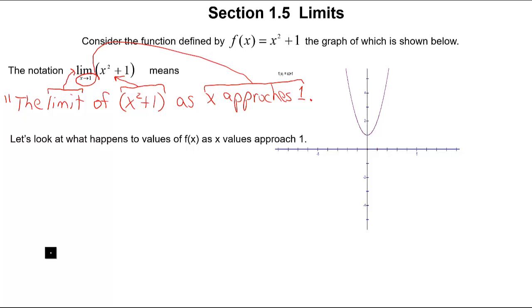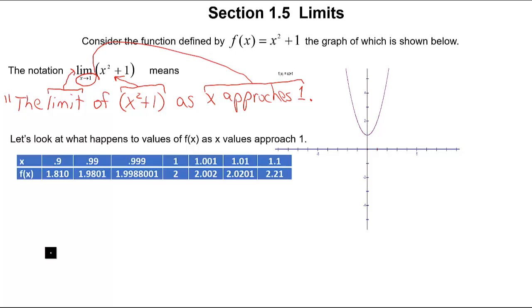But what I want to do is look at what happens to the values of this function f of x as x gets closer and closer to 1. And I'm going to begin doing that by making a little table of x and f of x values. Across the first row, I have x taking on different values, increasing closer to 1 from the smaller side of 1, in other words, from the left of 1. So I take 0.9, get a little bit closer, 0.99, get a little bit closer yet, 0.999, getting closer and closer to 1 from the left.